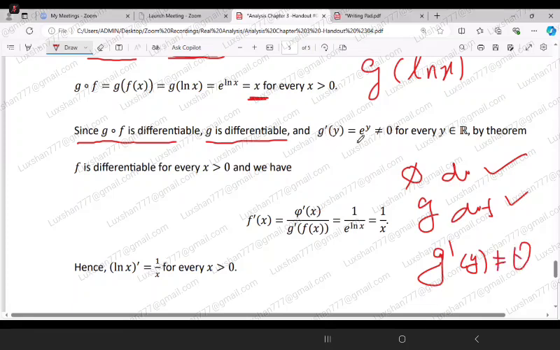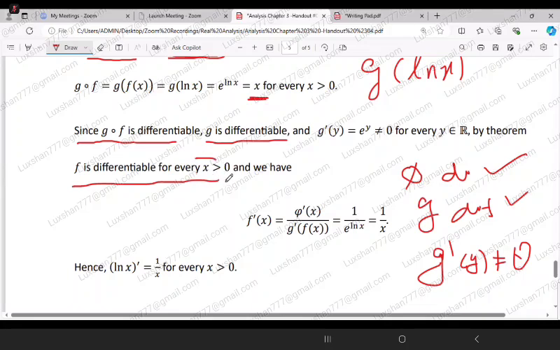Because we know that g dash y is equal to e to the power y. This is never equal to 0. We know that for any value of y, this is never equal to 0, for every y belongs to R. Then by the theorem, we can say that f(x) is differentiable for every x.